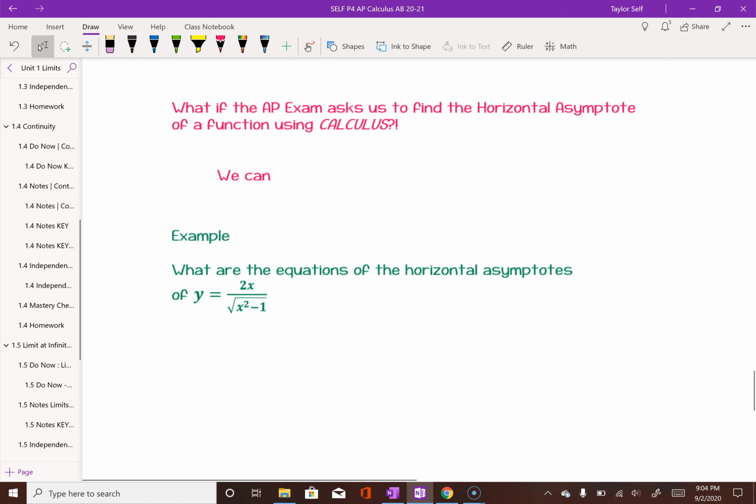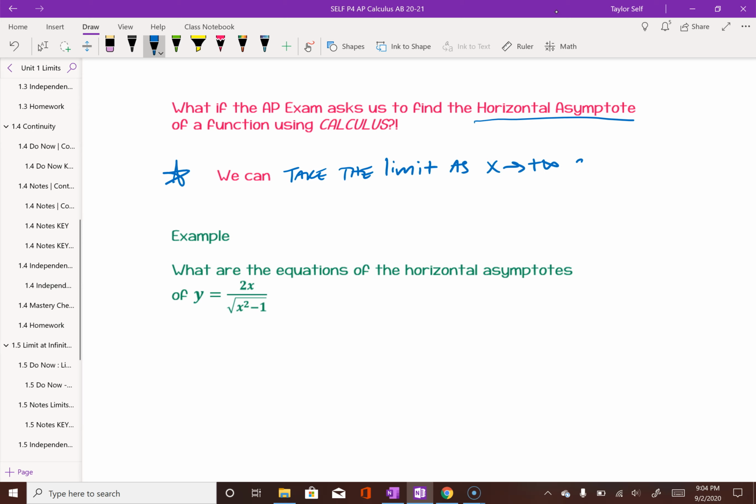Okay, what if the AP exam asks us to find the horizontal asymptote? What if it says find the horizontal asymptote of a function using calculus? Okay, you need to know this. To find horizontal asymptotes, we can take the limit as x approaches positive infinity and x approaches negative infinity.